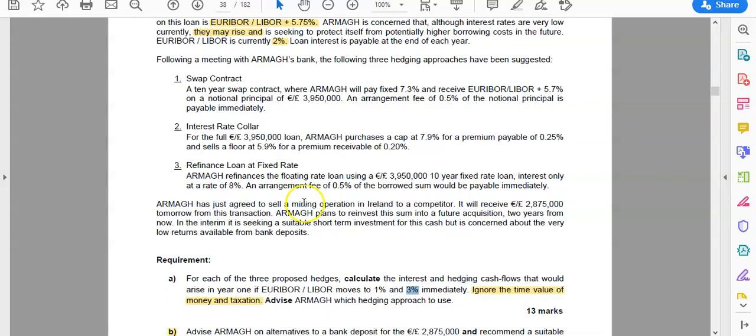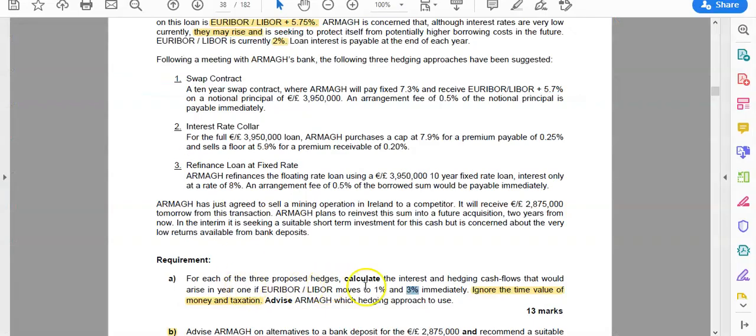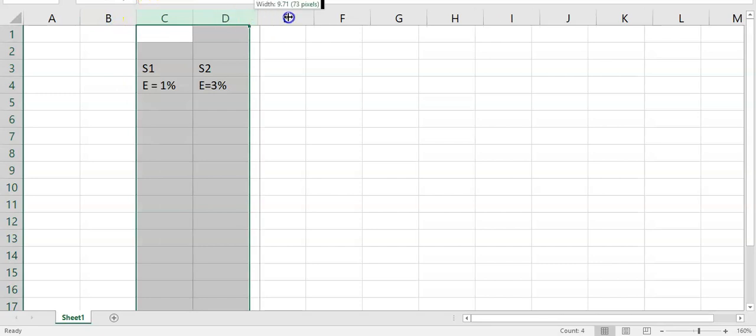Your second thing is draw out your final table. So here you're going to have scenario 1. And you're saying up by 1%. Sorry, Euribor moves to 1%. So I'll just say there E equals 1%. And scenario 2 then is E equals 3%. And these are going to be our final answers when we calculate them out.